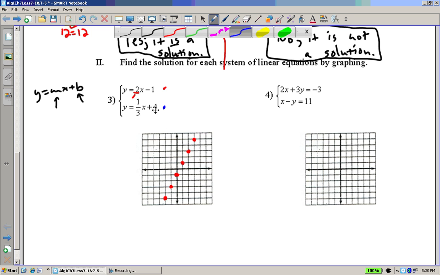Now let's go to the blue line. y equals 1/3 x plus 4. Now we're going to go up 4, that's my y-intercept. Place the point. I'm going to rise 1 and run 3.